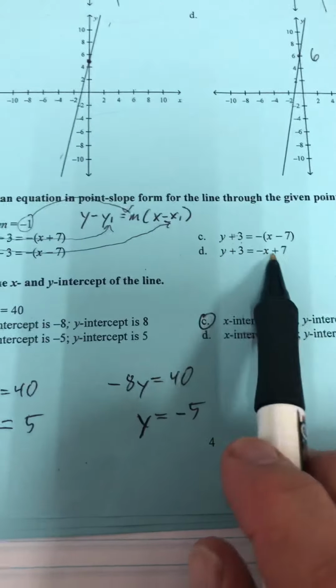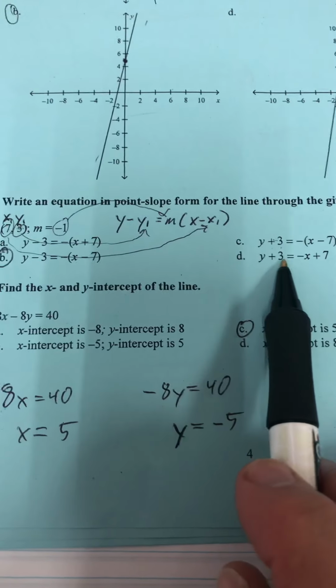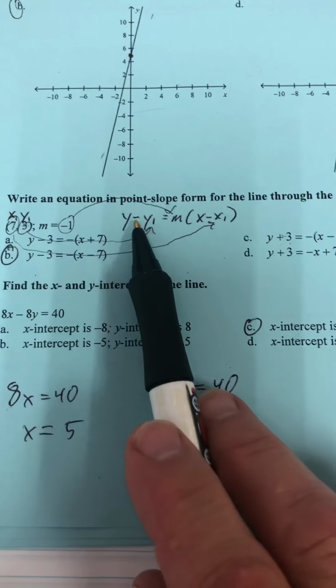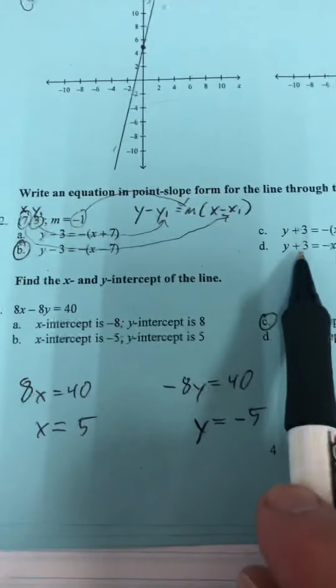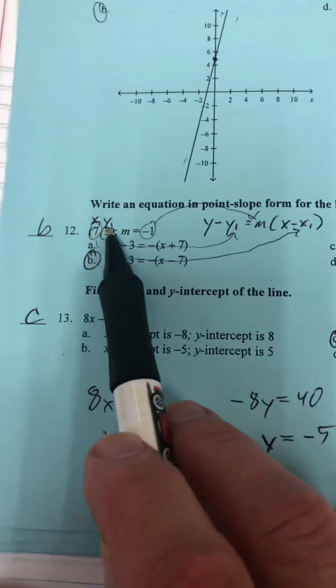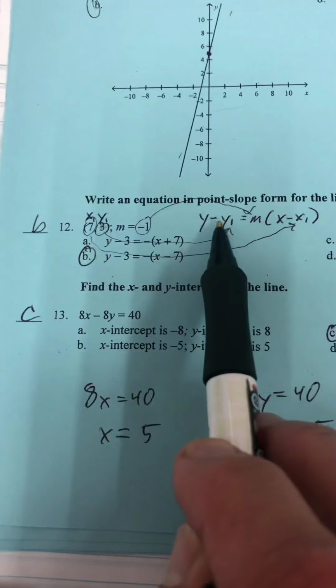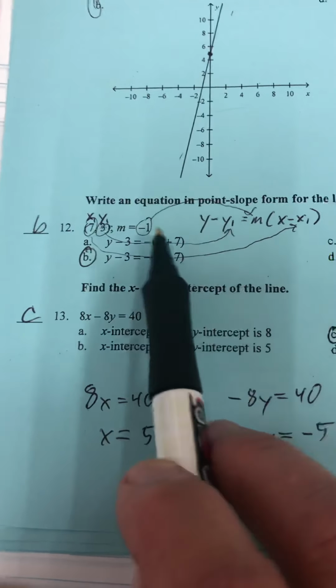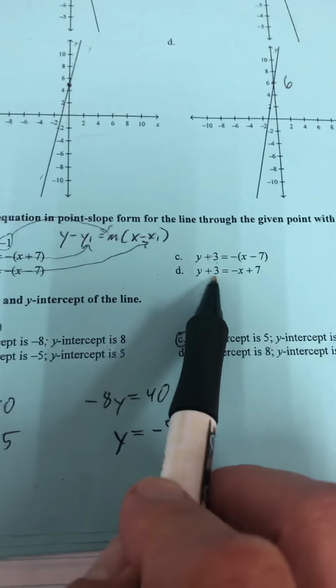Notice it wouldn't be this one because this is plus 3, and it's minus whatever that is. It would have been this one if this was negative 3, because negative 3 in here would have been a minus negative 3, which would make it positive. Okay.